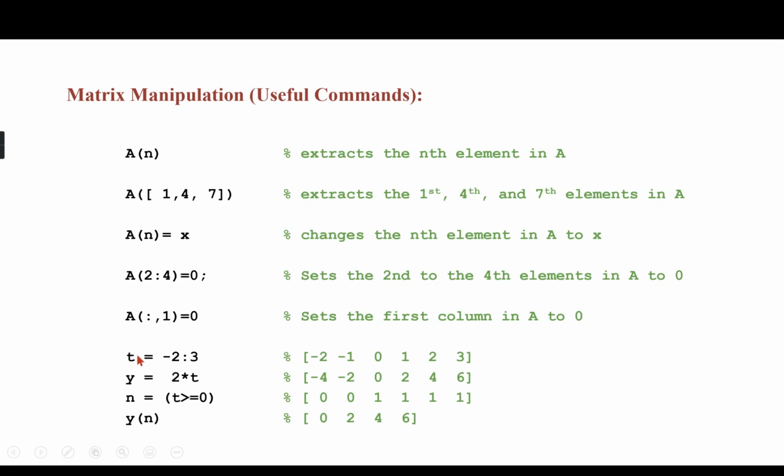The next set of commands, some of them we know already. For example, t is equal to -2 until 3. So this will create a matrix or an array whose elements are -2 incremented by 1 until we reach 3. So this is the value of t. y is a function of t, and it's expressed as 2 times t. So this is the result of y.